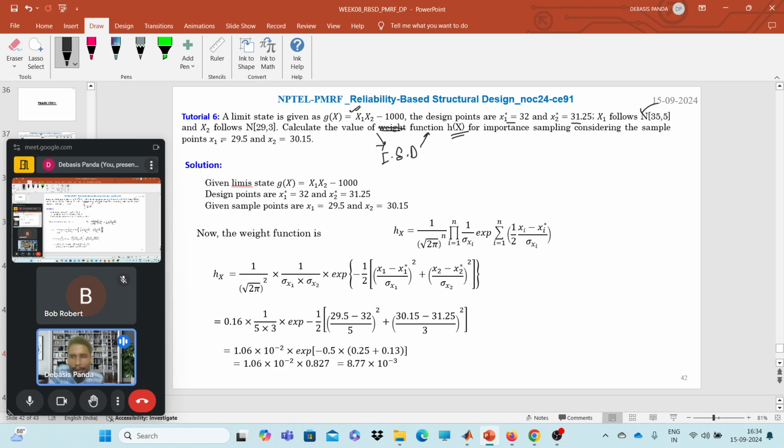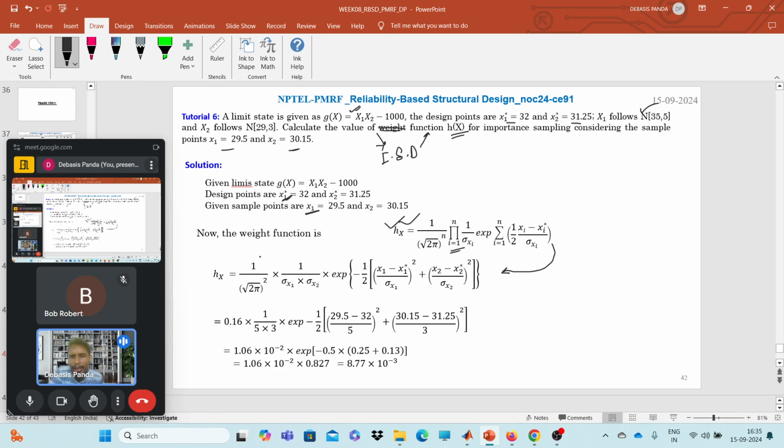Considering the sample points x1 and x2, the x star points we have, this hx is nothing but the multi-normal distribution. Here it says 1 by the square root of twice pi to the power n, multiplied by 1 by the standard deviation, and the exponent of this. Now we already have the x and x star points. X are the sampling points, and x star are the design points. If you simplify this, you will get this equation. Because we have two random variables here, we need to multiply it again for all the other random variables.